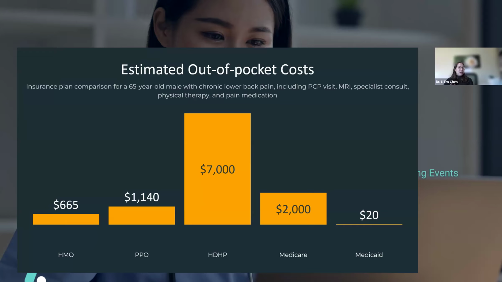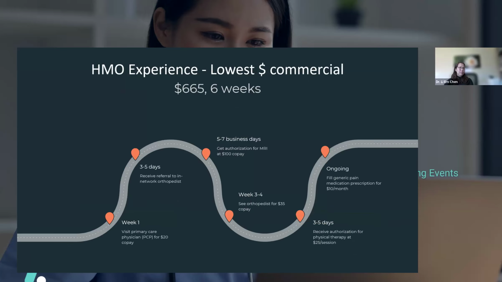Now, these are the cost differences. There are also access differences and timeline differences. So let's go through those now. With an HMO, it would probably take John about 6 weeks to get through the whole gauntlet. So in week one, he's going to go to his family doctor, his primary care doctor, with a $20 copay and say, wow, doc, this back pain's killing me. I need some help here.